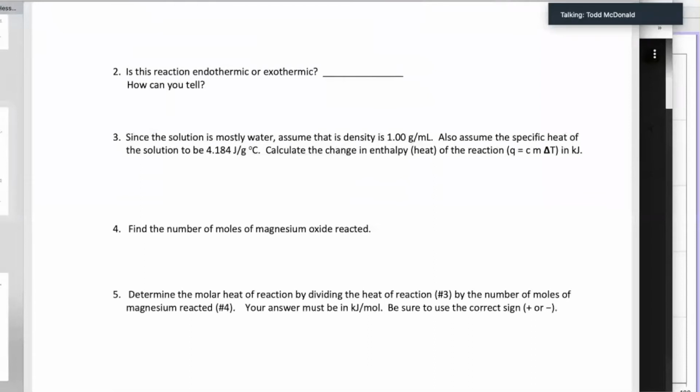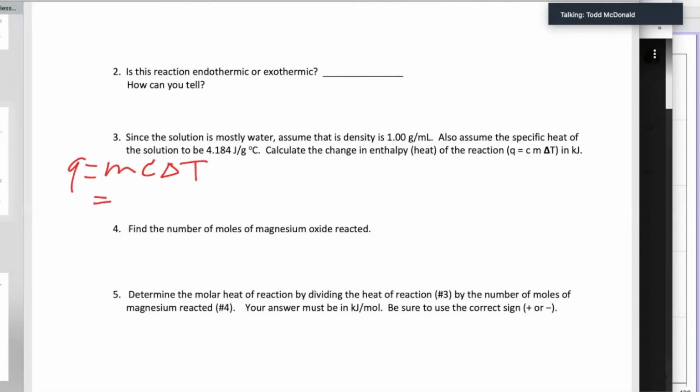It says, since the solution is mostly water, assume the density is 1 gram per milliliter. Also assume the specific heat of the solution is 4.184 joules per gram degree Celsius. Calculate the change in enthalpy, the heat of the reaction. We're going to use this Q equals mc delta T equation again.